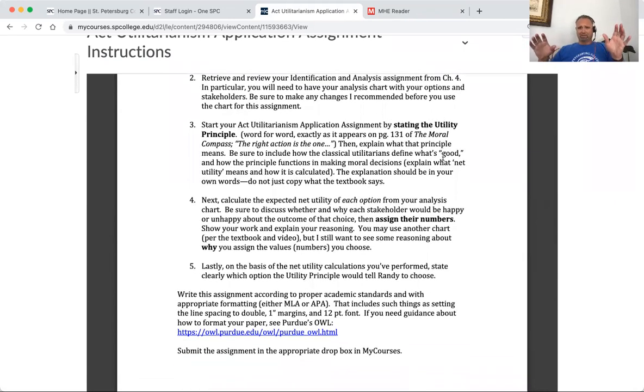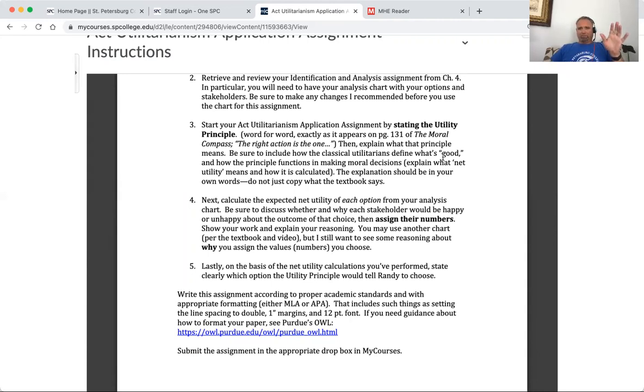Basically the way that this assignment is going to work is I want you to show me you understand, you can think as if you're an ACT utilitarian, okay? So what you're going to do is basically lay out the principle for me and then explain it, and then go on to apply it to the options that you saw or that you came up with in your identification and analysis. Okay, so it doesn't matter whether or not you agree with this principle.